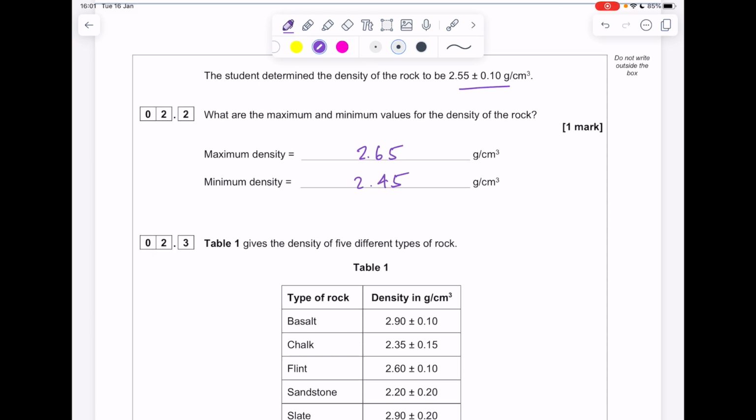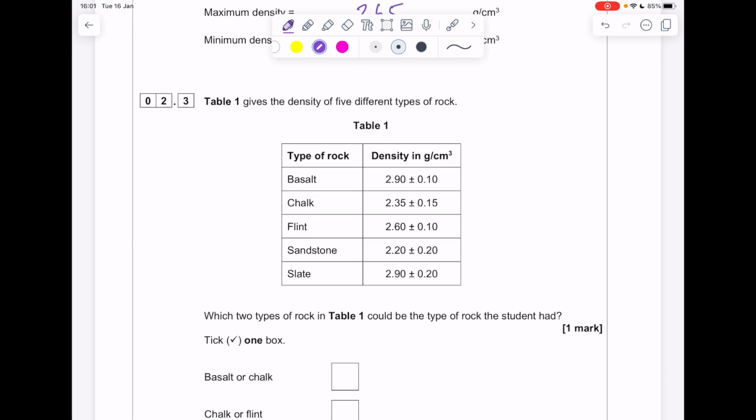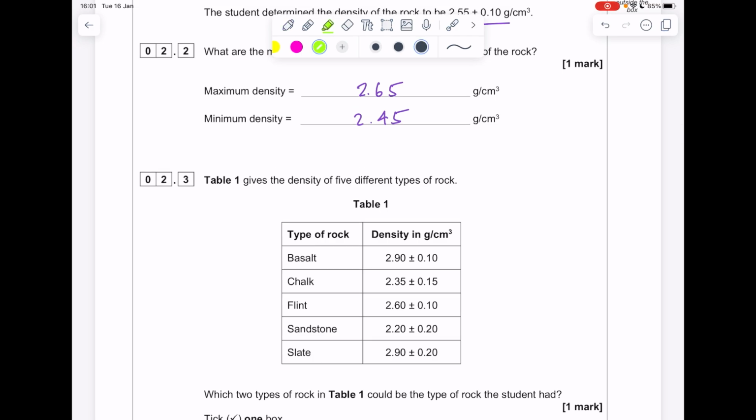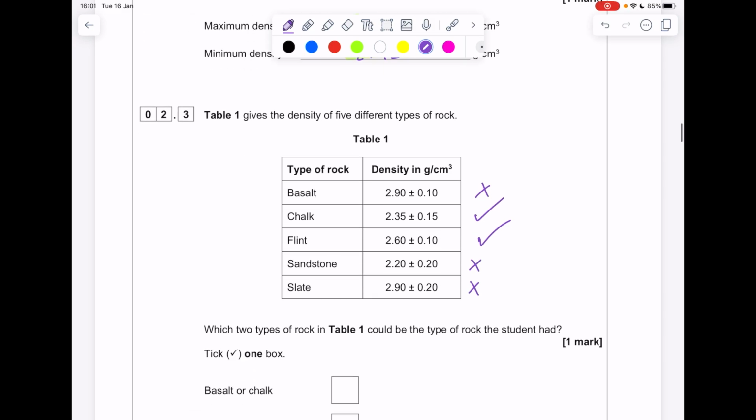Table 1 gives the density of 5 different types of rock. Which 2 types of rock in Table 1 could be the type of rock the student had? So we need to look at these numbers and see which of these rocks match that. That would go up to 3 and 2.8, so definitely not basalt. This would go up to 2.5, which falls into the necessary range, so there we go. Flint would go up to 2.7 and down to 2.5, which again falls in the necessary range. Sandstone is too low in density, slate is too high in density, so the answer is chalk and flint.